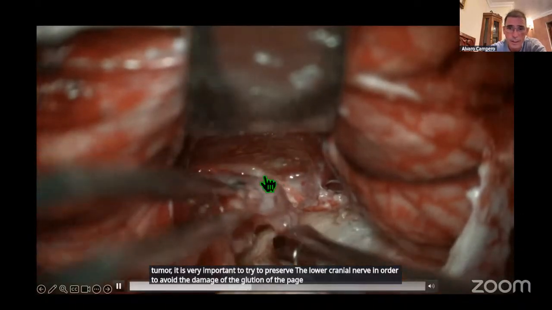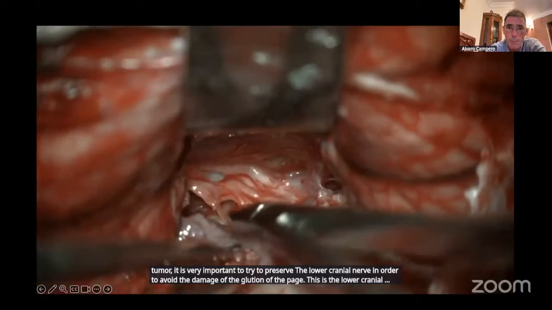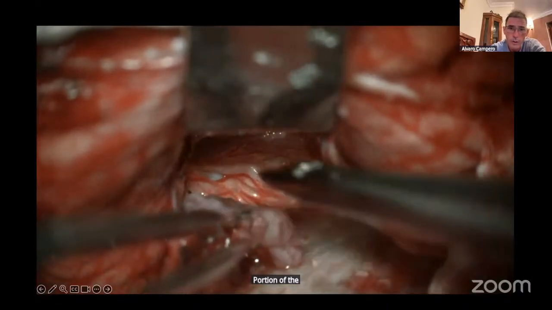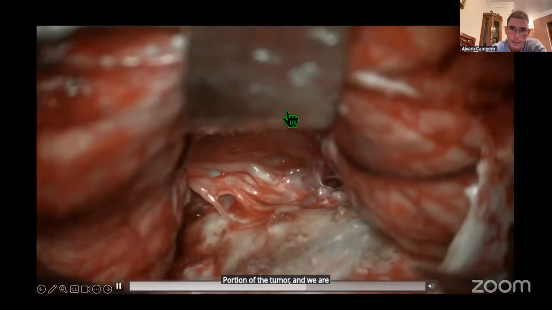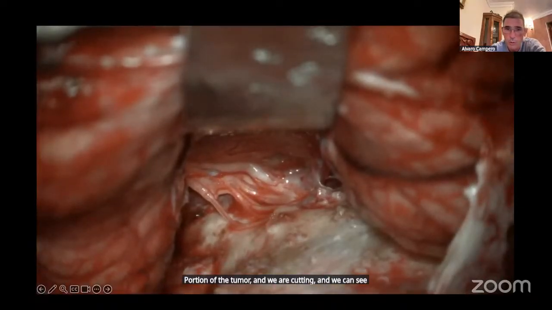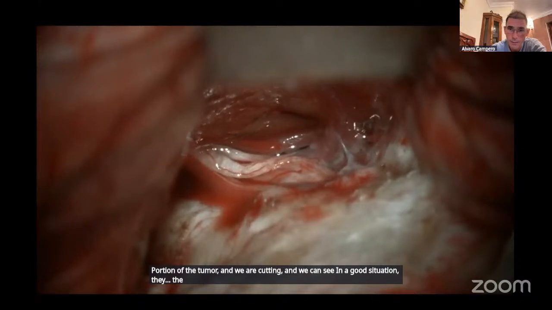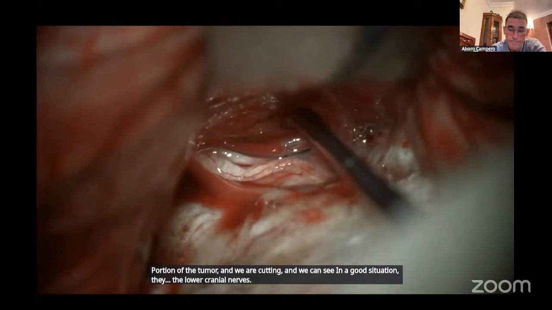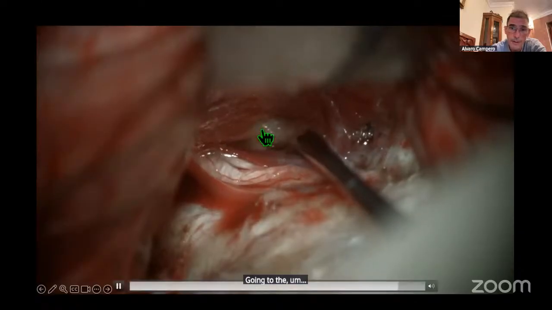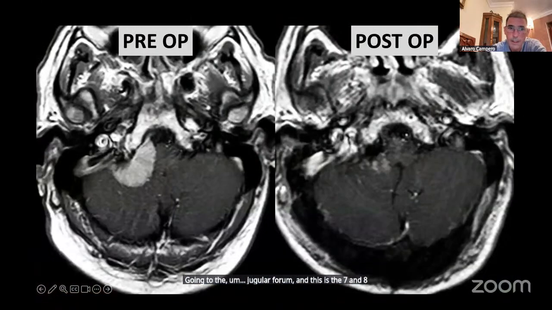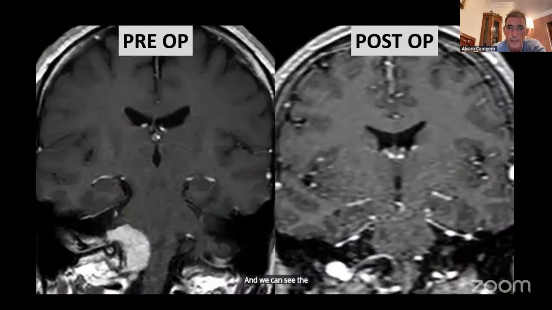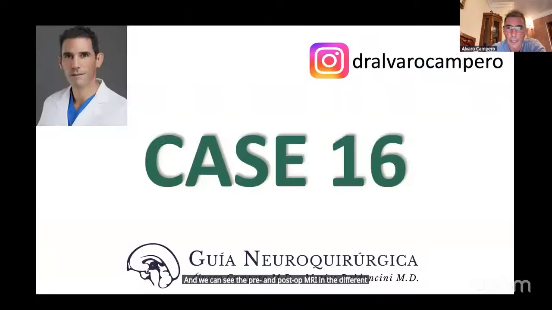This is the lower cranial nerve and the last portion of the tumor, and we are cutting, and we can see in a good situation the lower cranial nerves going to the jugular foramen. This is the 7 and 8 cranial nerve. And we can see the pre and post-op MRI in the different view and the patient after the surgery.